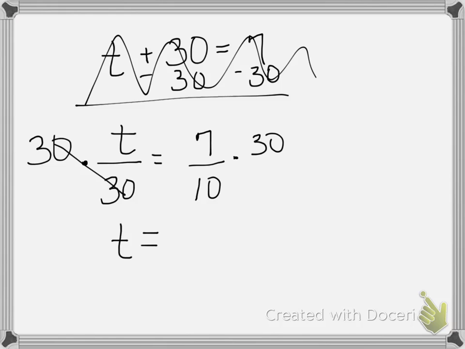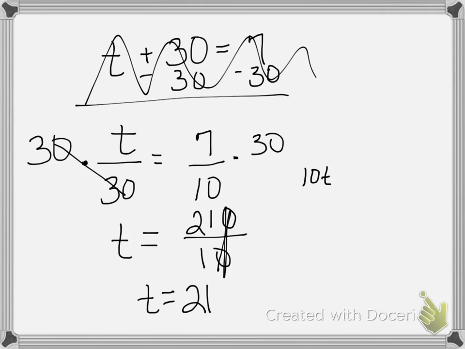So over here now I have 7 times the 30, which is 210. Then I divide that by 10, so I know my zeros cancel. 21 over 1 is just 21. So t equals 21. And if you had cross multiplied, you would have got the same thing. 10t equals 210. Divide by 10 equals 21.